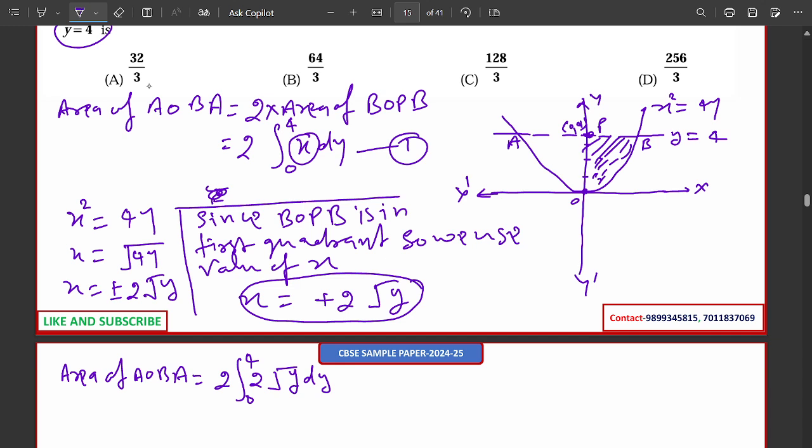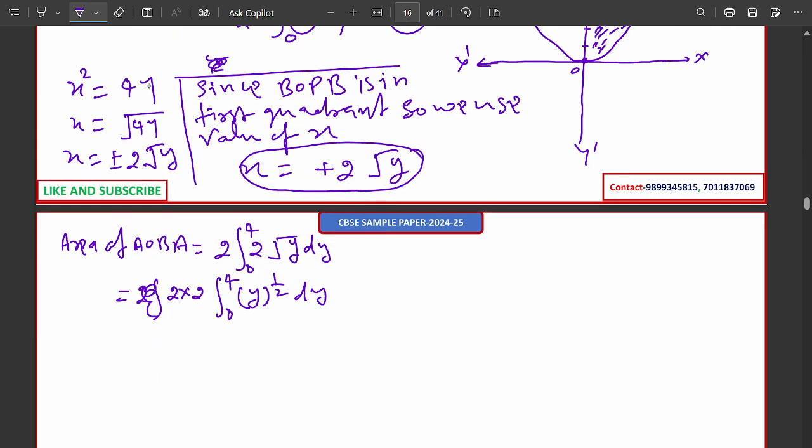So we can write this like that: 2 multiplied by 2, integral from 0 to 4 of y to the power 1 by 2 dy. Now we should integrate this. So this is 4 times y to the power 3 by 2 divided by 3 by 2, from 0 to 4.